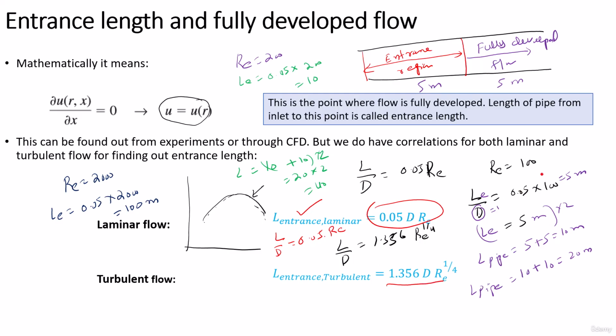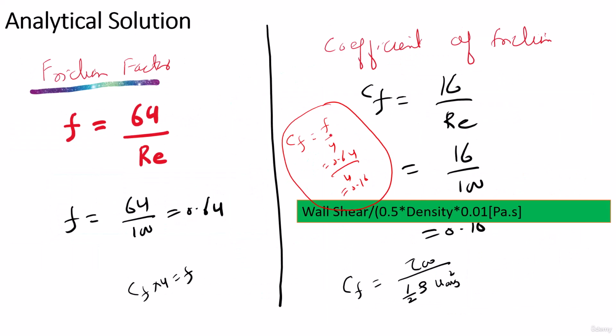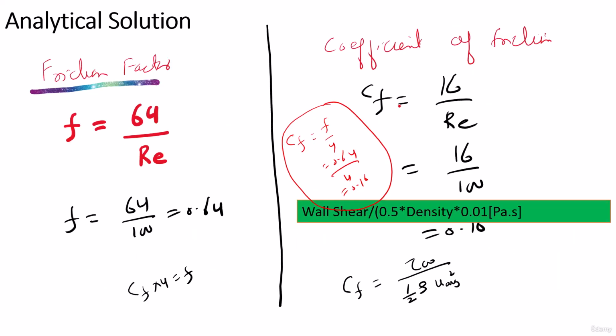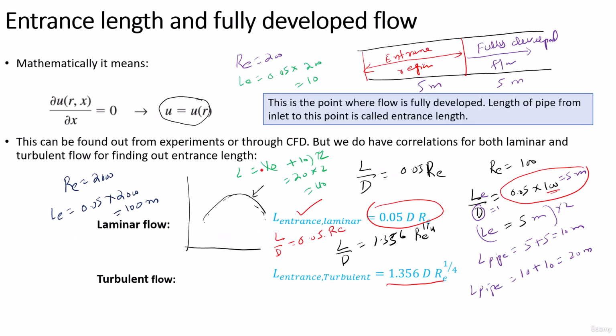For our case, the Reynolds number is equal to 100. So L_E by D is equal to 0.05 times 100, which is 5, so 5 meters. To be on the safe side, I have selected my entrance region to be 10 meters. I kept 10 meters on one side as the entrance region, and 30 meters is the fully developed region. This is sensible because these formulas are not very accurate, so you should leave some margin there. That's why I said the entrance region of the pipe should be 10 meters.